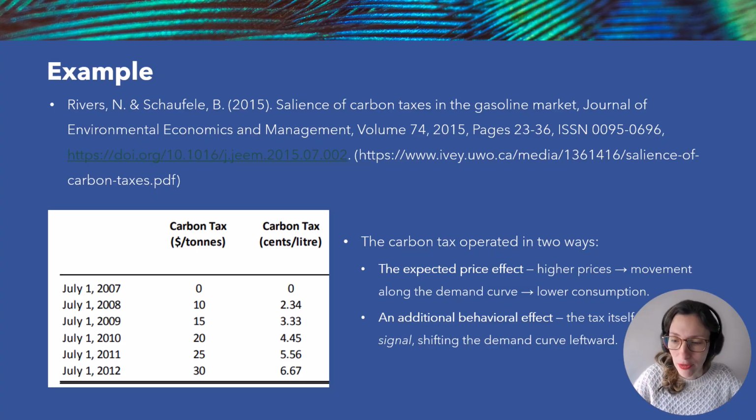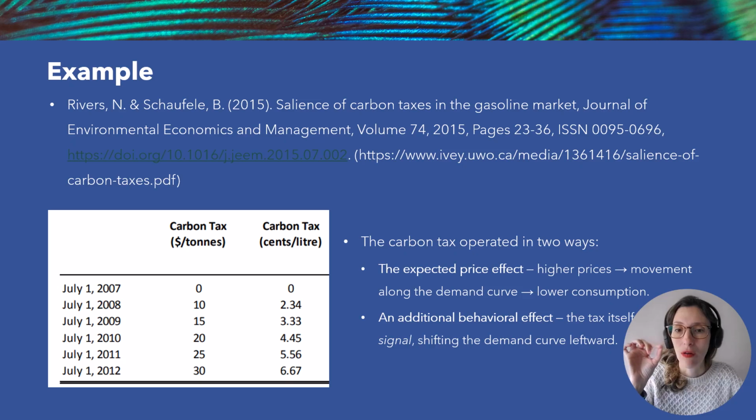So using econometric models, they show that gasoline demand in British Columbia fell more than the price increase alone would predict. In other words, there was an additional reduction in demand that cannot be explained just by the change in price. And this suggests that the carbon tax operated in two ways. One is the expected price effect: higher prices, then you have a movement along the demand curve, which reduces consumption.